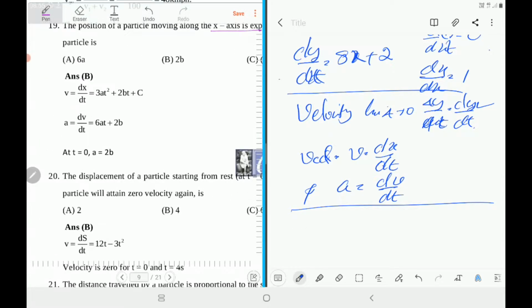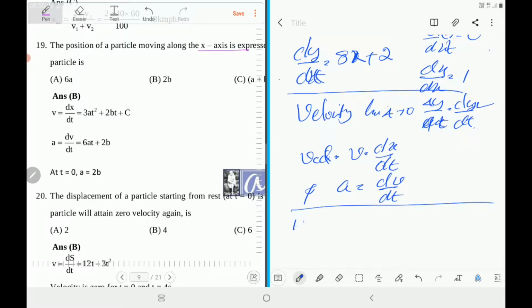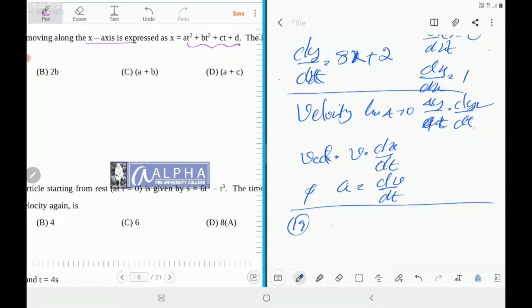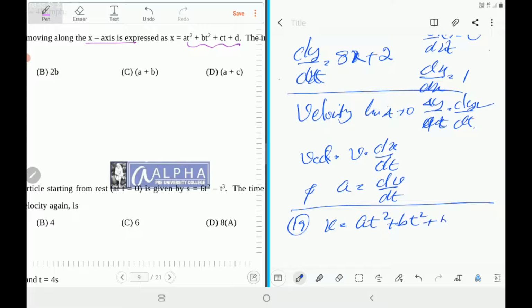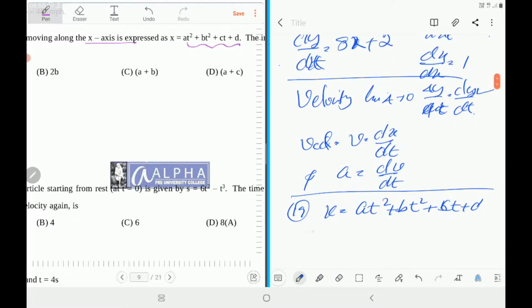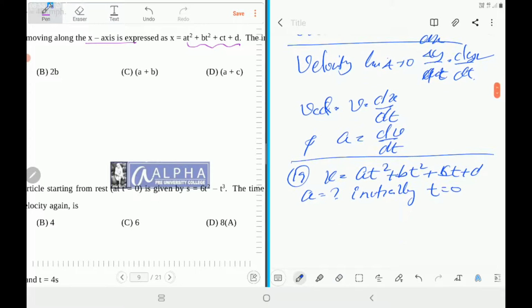Now in this problem, see problem 19, let's suppose x equal to at square plus bt square, they have given t square, let's check the options. I think it should have been t cube, let's see, plus ct plus d. That's it. Find the acceleration initially. Initially implies what? When you started observation, that means time 0.